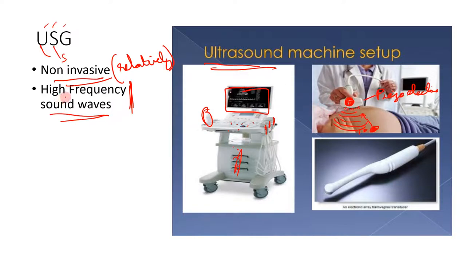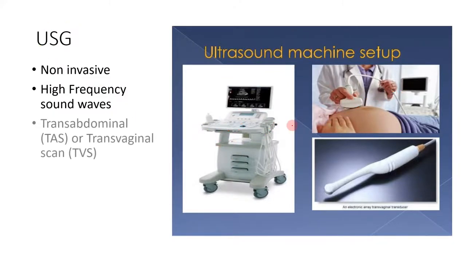So it basically uses high frequency sound waves. But in obstetrics and gynecology, you have two modes of using it. Those two modes are transabdominal scan, TAS, and transvaginal scan. So this is a transvaginal scan probe. This probe will be inserted into the vagina. This is a transabdominal scan probe.